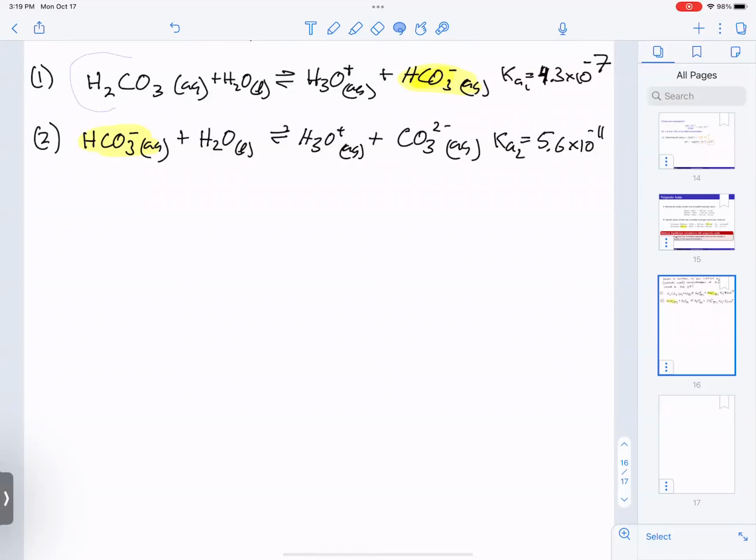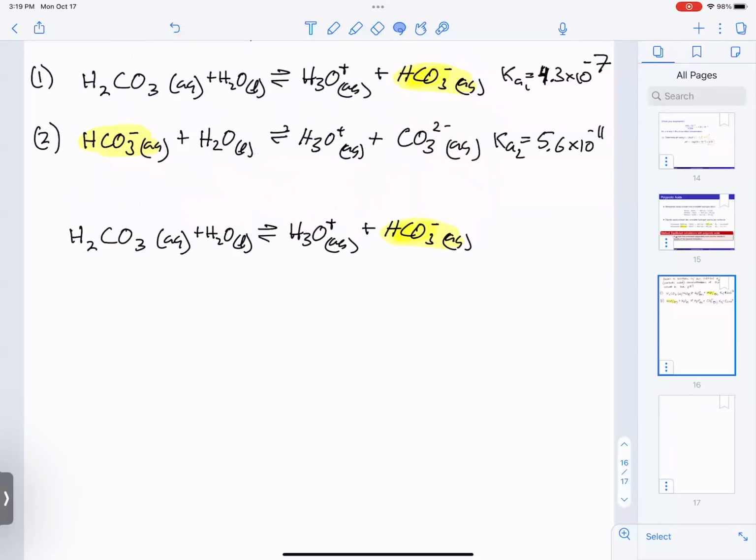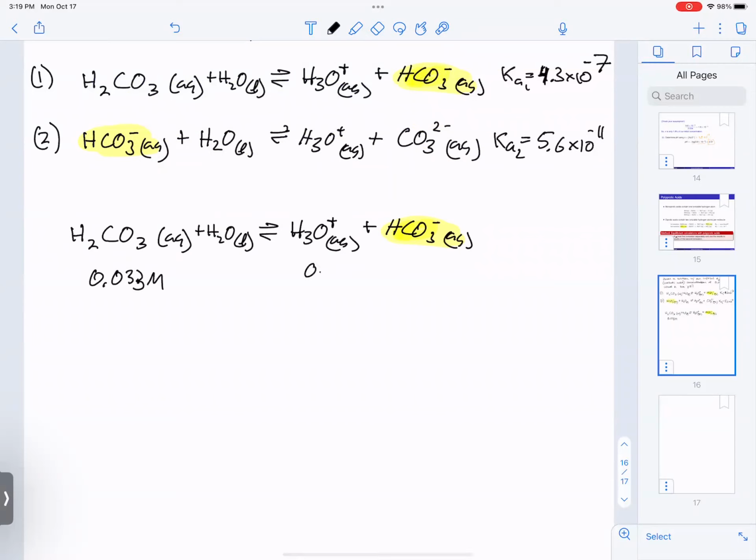Okay, so to write out our ICE table, I'm going to focus in on our first reaction here. And we're going to say our initial concentration given to us in the problem is 0.033 molar. We're going to have 0 moles of each one of these. Some amount of that is going to decrease. We're going to gain X amount of each one of those: 0.033 minus X, X and X. And those are our initial, change, and equilibrium concentrations.